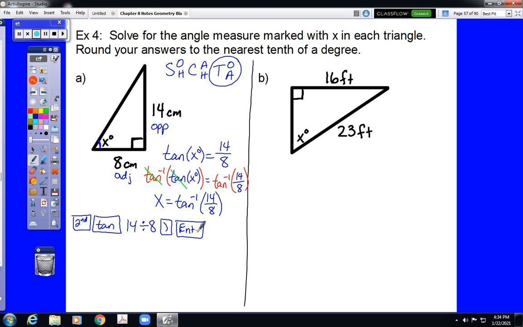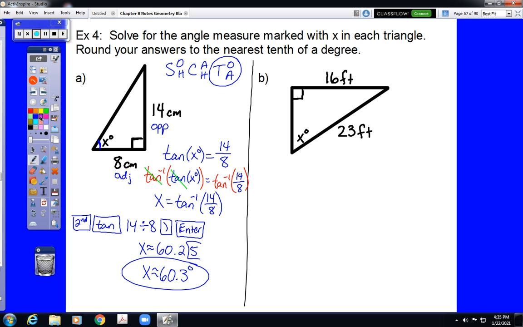So, the inverse tangent of 14 over 8, we hit second tangent, 14 divided by 8, and we get x is approximately 60.25. Now this time we're rounding to the nearest tenth, so we look at the hundredth digit, which is a 5. That tells us to round our answer up to 60.3, and in this case x is an angle, so we give it a degree measurement, 60.3 degrees.